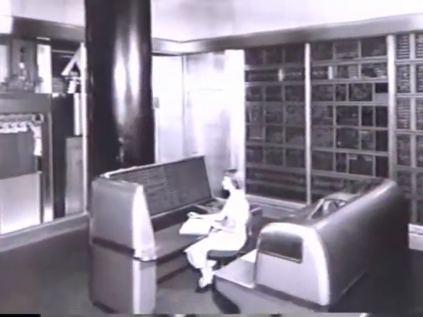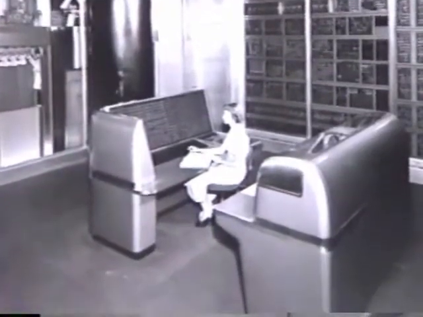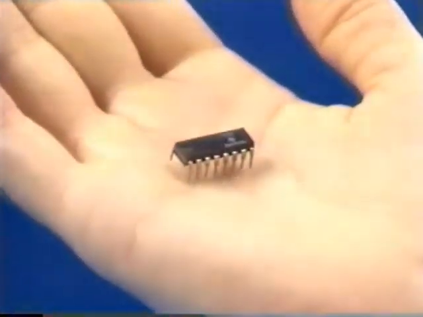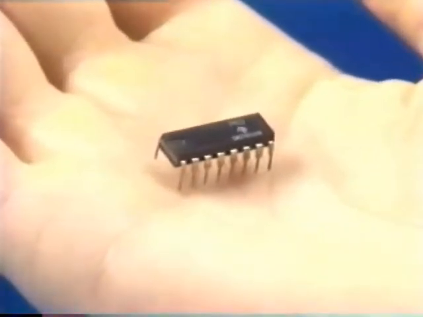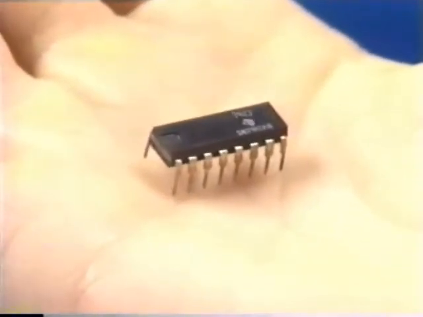Computer circuits, which once filled a room when built with discrete components, can now fit in the palm of your hand on a single semiconductor integrated circuit, or IC.